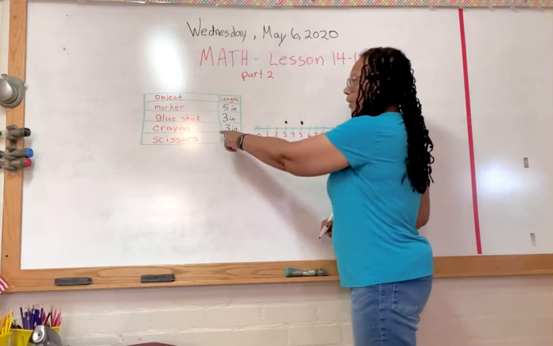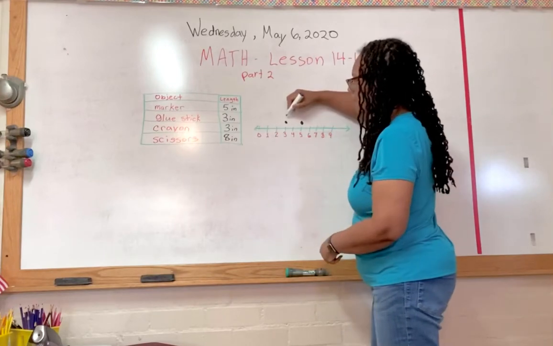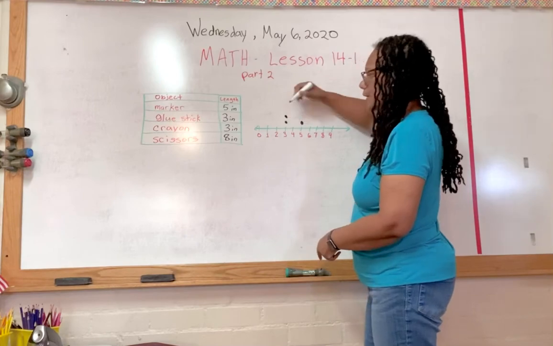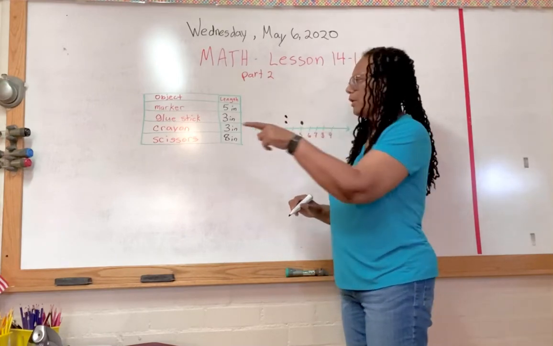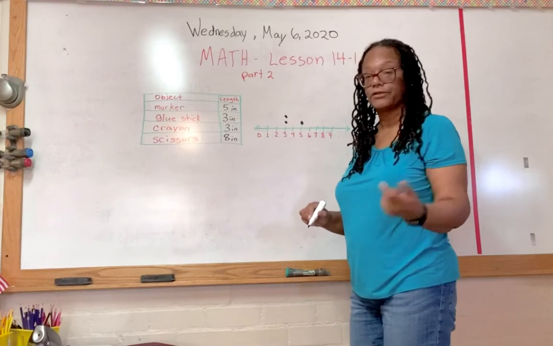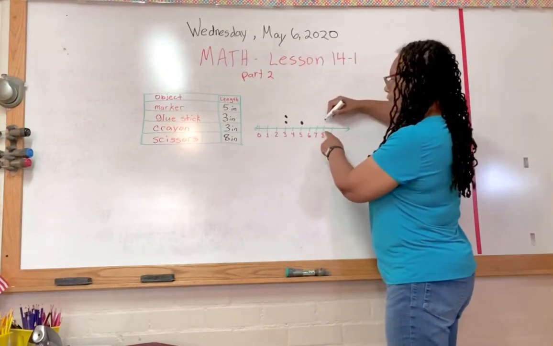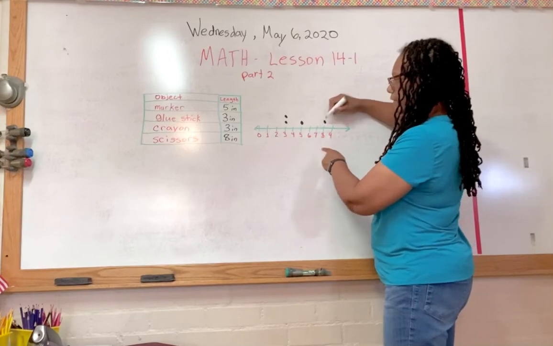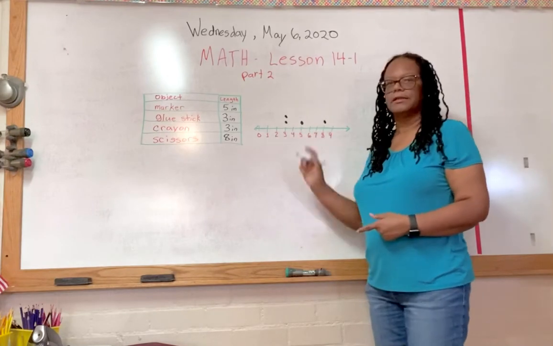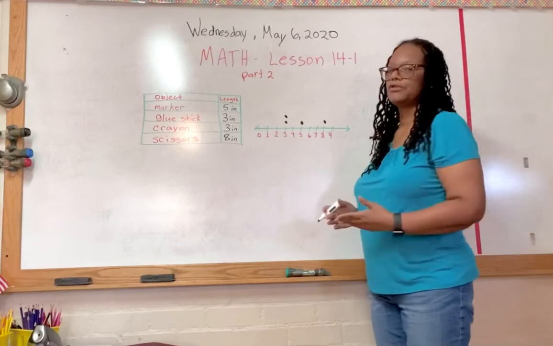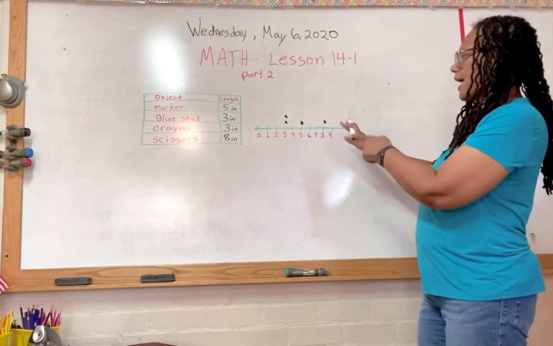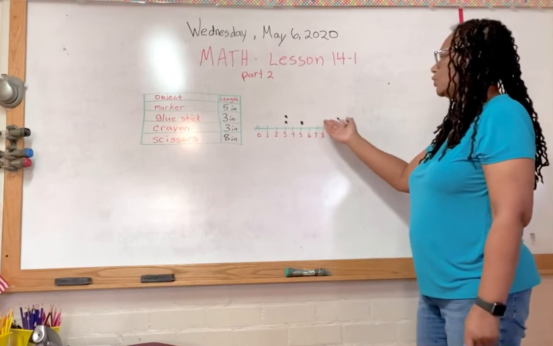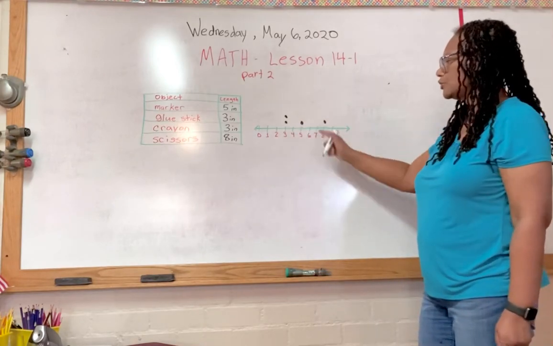Oh, look. Crayon is 3 also. So we put another dot here. Last, we have the scissors. Scissors is over the 8, so we put a dot right here over the 8. Now, the reason we do this is that we can look at our number line and see easily which one is longer and which one is shorter.